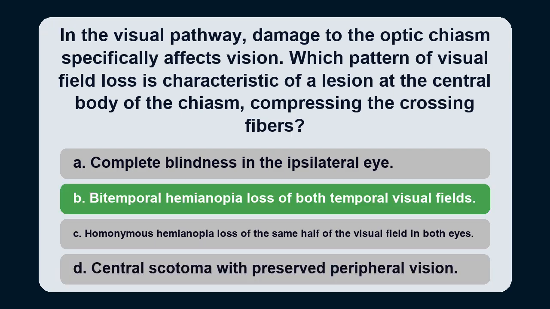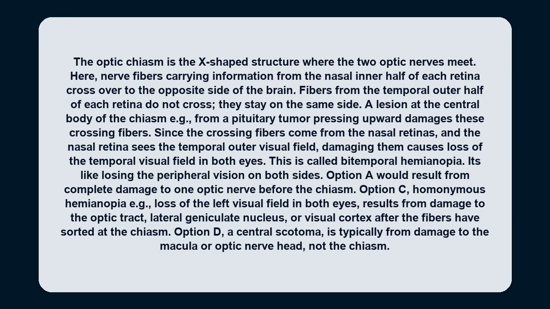The answer is B. The optic chiasm is the X-shaped structure where the two optic nerves meet. Here, nerve fibers carrying information from the nasal inner half of each retina cross over to the opposite side of the brain. Fibers from the temporal outer half of each retina do not cross, they stay on the same side. A lesion at the central body of the chiasm, e.g., from a pituitary tumor pressing upward, damages these crossing fibers.